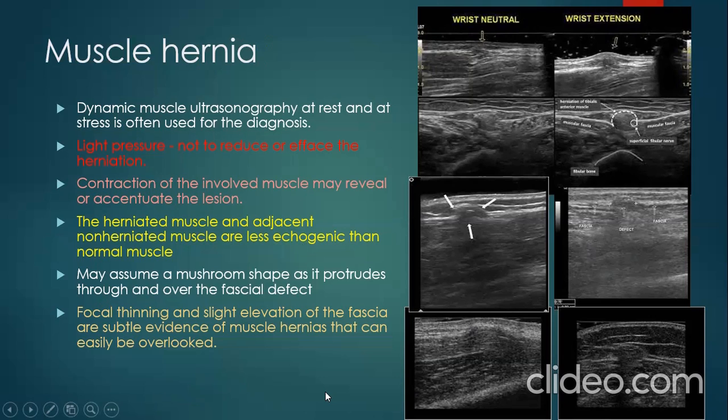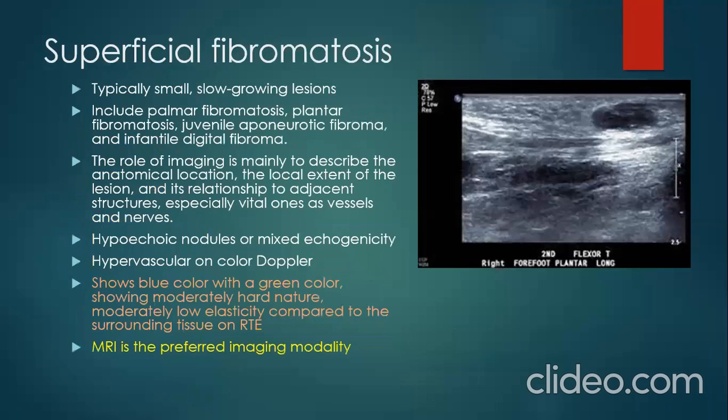And sometimes the only subtle evidence of this muscle hernia that we can see is just focal thinning and slight elevation of the fascia. So most of the time it is overlooked, but that will be our only clue to diagnose the muscle hernia. So you need to be very careful when you think you're dealing with a muscle hernia. You need to be attentive to every little detail that you might get.